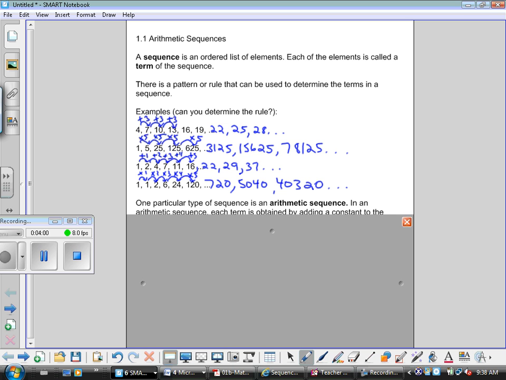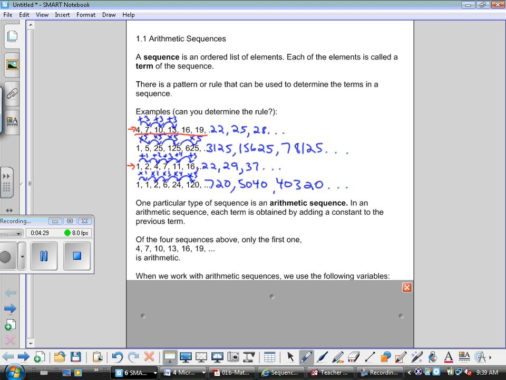Now our topic today is arithmetic sequences. There's a specific rule for that, and that is that you're always adding a constant term to the previous term. Of the sequences we have, two involve adding, this one and this one, but only our first one involved adding a constant term. We always added 3. That number didn't change. That makes it an arithmetic sequence. So of the 4 sequences above, only the first one, 4, 7, 10, 13, 16, 19, is arithmetic.